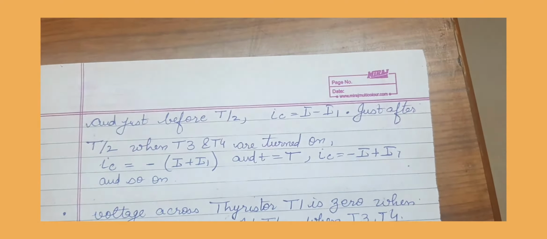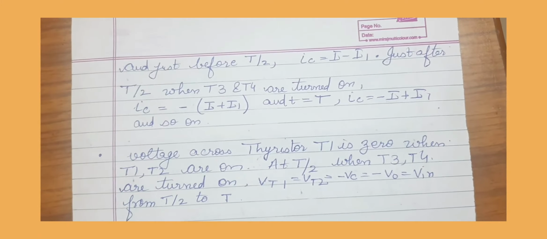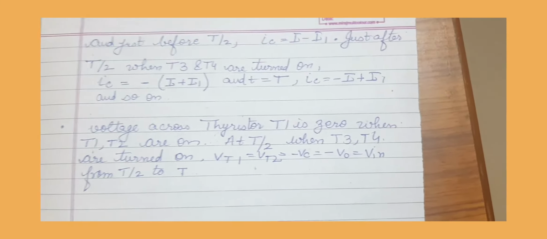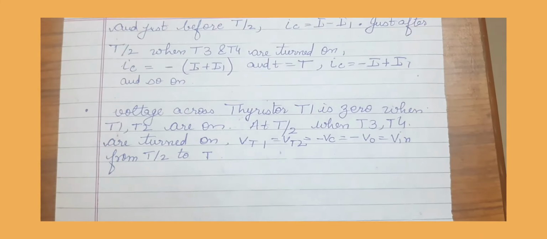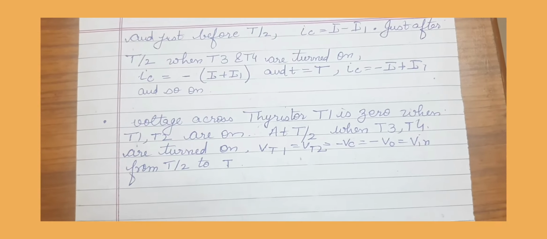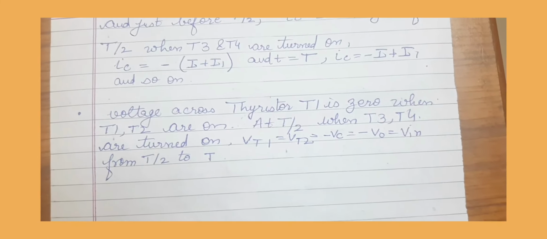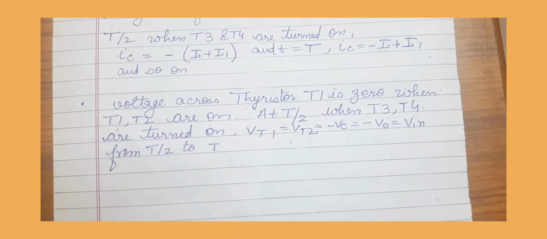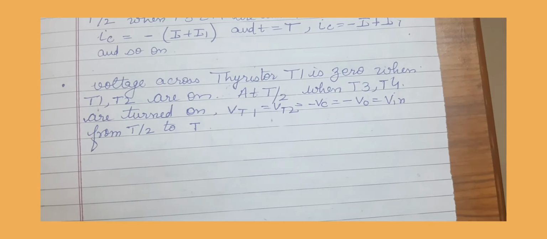And just before T by 2, IC is equal to I minus I1. Just after T by 2, when T3 and T4 are turned on, the capacitor current is equal to I plus I1 bracket minus 1, and at t equal to T, IC is equal to minus I plus I1. Voltage across thyristor T1 is 0 when T1, T2 are on. At t equal to T by 2, when T3, T4 are on, voltage drop VT1 is equal to minus Vc, equal to minus V0, equal to V input from T by 2 to T.